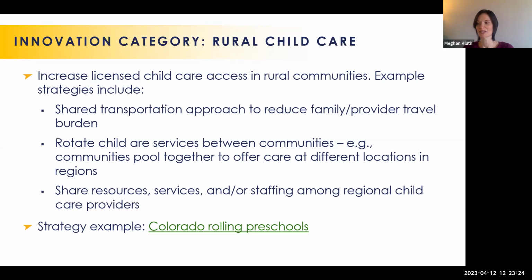Oh, there's a typo, sorry for that. Rotate childcare services between communities. The example we have is from Colorado, where they set up what they call rolling preschools. So they're literally mobile preschools that go community to community. This could also be sharing resources, services, staffing. So again, are there opportunities to share meal preparation staff, accounting services, the indirect costs? I think there's, again, a lot of room for creativity of what that might look like. But certainly if you are in a rural community, particularly one that might be interested in partnering in your region or in your county, this might be a good category for you to consider.